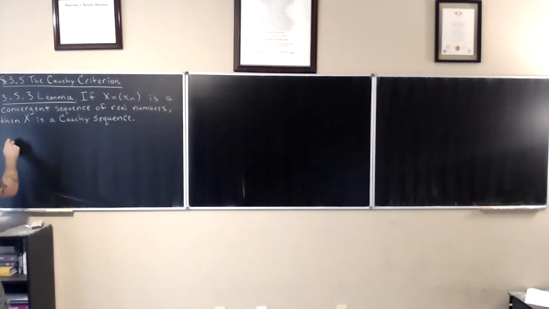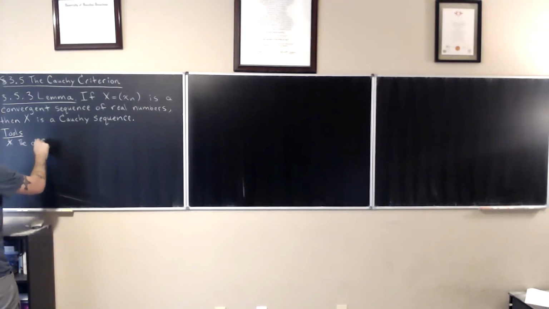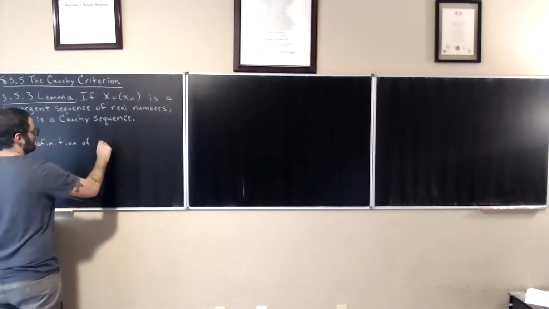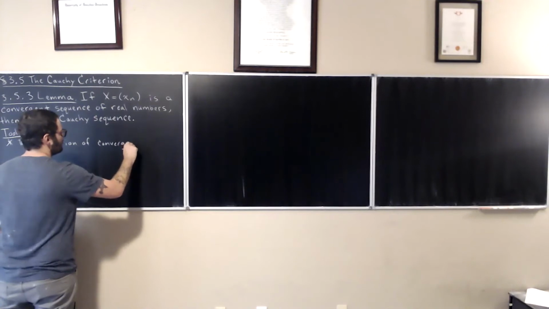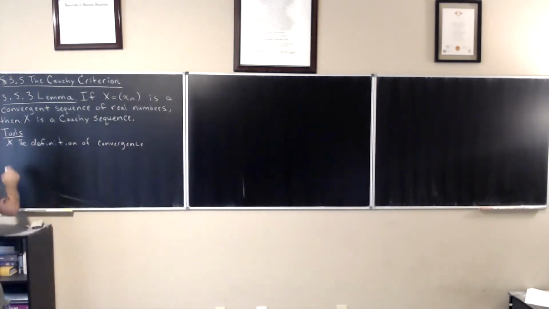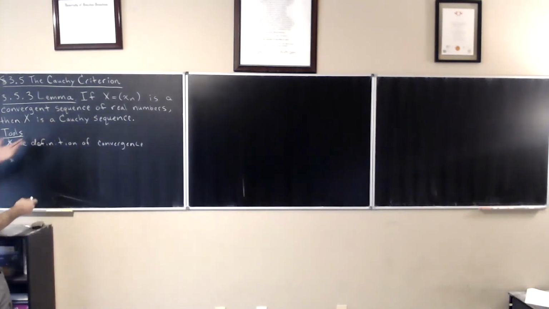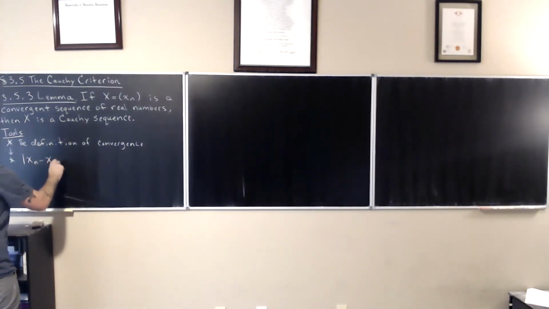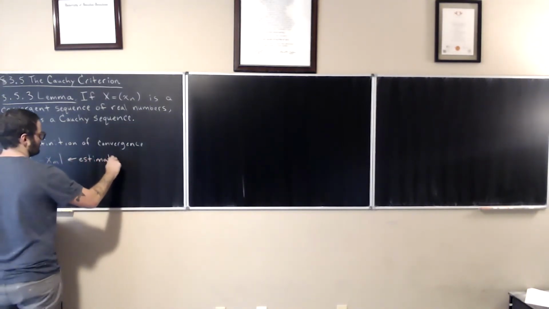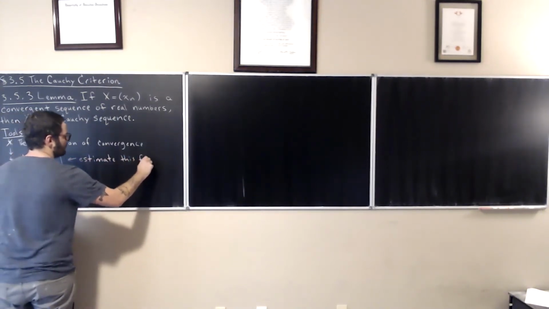Let me just say the tools that we'll need. We're going to need the definition of convergence. And then if we assume that a sequence converges and we use the definition of convergence, the next thing we're going to want to do is show that it's Cauchy, and particularly we want to get an estimate on this. So we want to estimate this for large values of n and m.